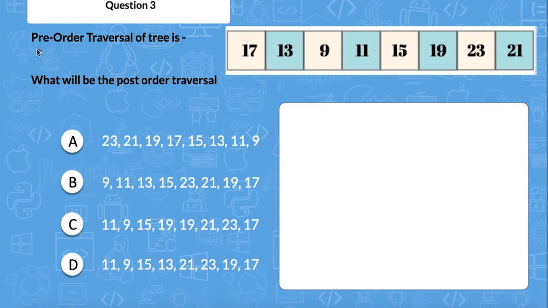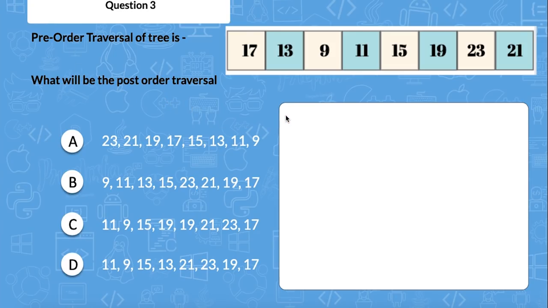So first they are saying that the pre-order traversal of the tree is this. What would be the post-order traversal? Okay, so I hope that all of you know what pre-order and post-order are. If you don't know that, after you watch this video, please make sure that you know pre-order, post-order and in-order. But then again, I will try to solve this question so that you will be able to understand at least what pre-order and post-order are.